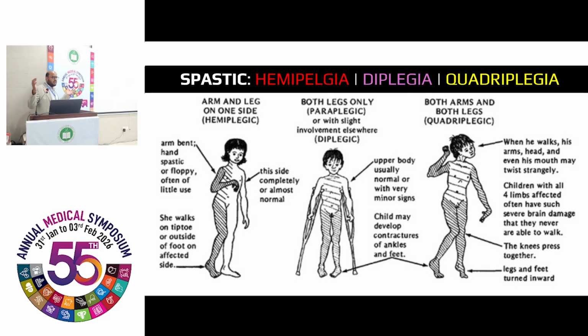If it is both lower limbs, as in diplegic, usually the hands are normal and both lower limbs are affected with spasticity of the adductors. This is commonly involved, as well as flexion of the knee and foot position. It's the equinus and adducted position.